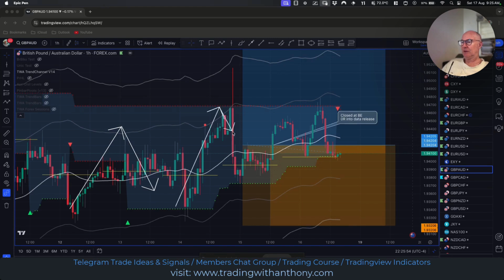Looking for continuation here. We took this trade and ended up closing it into a high impact data release. Could have gone either way here. I was hoping for some movement north after we took the trade. This is an hourly chart, so a few hours later, of course. Closing it down into the data release, news event, at break even.